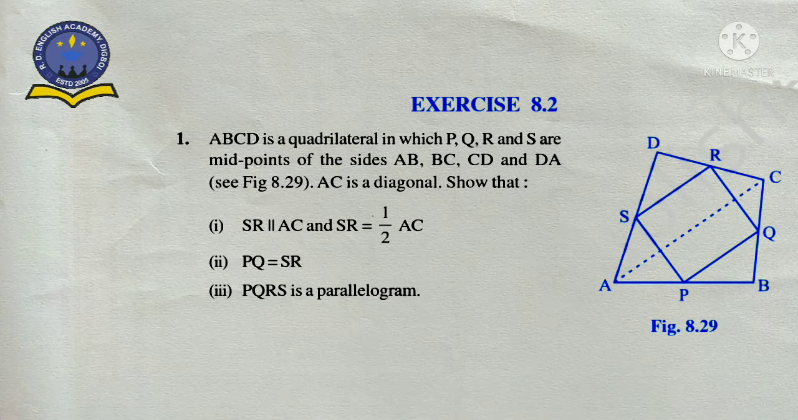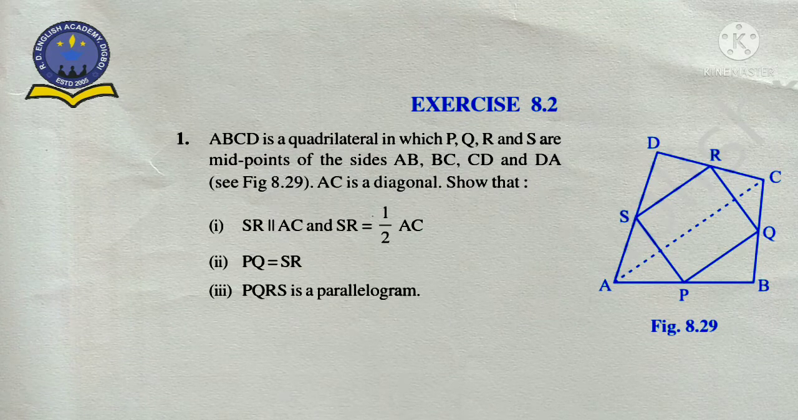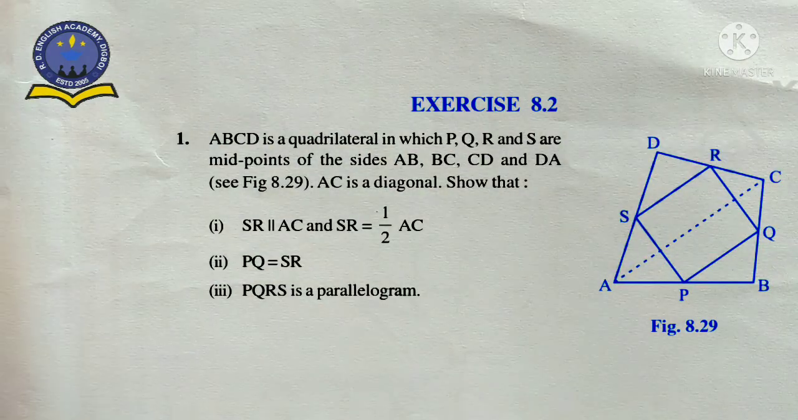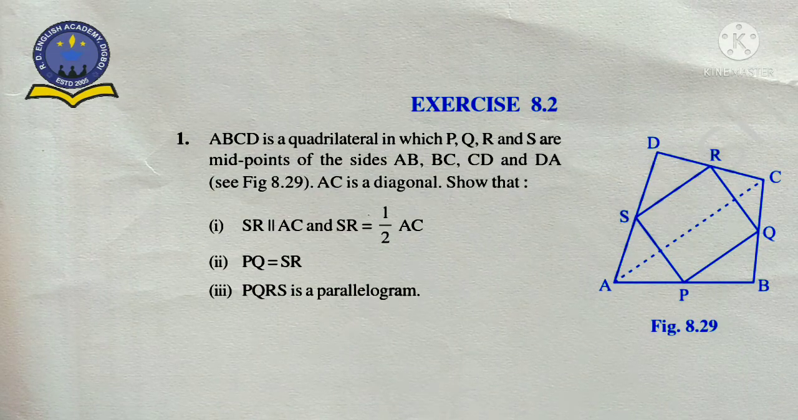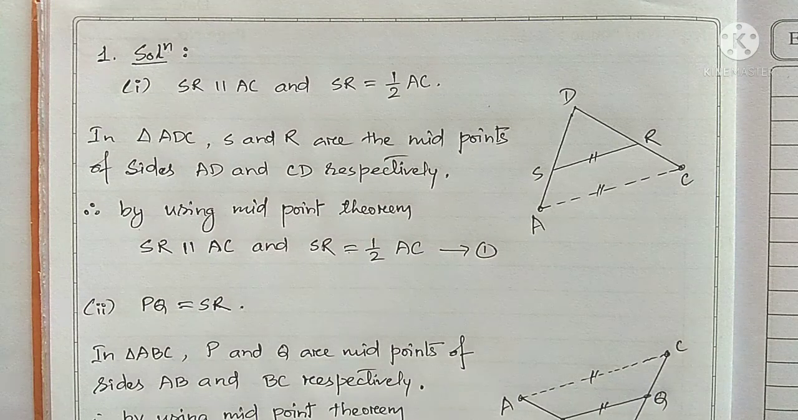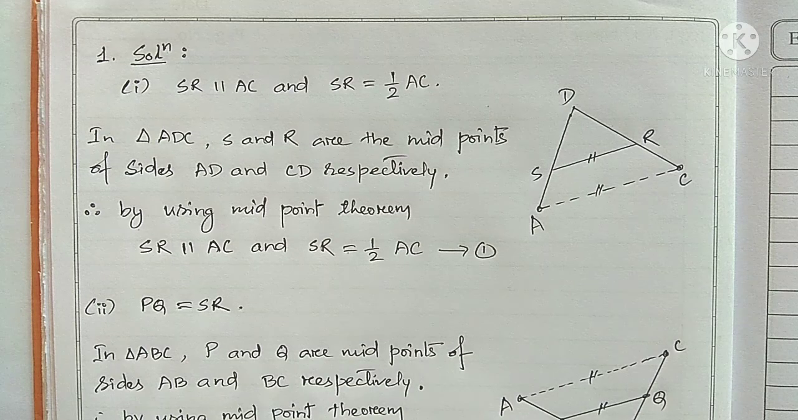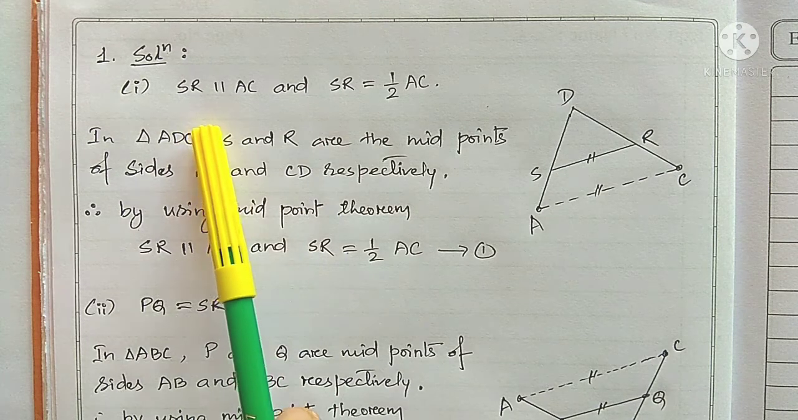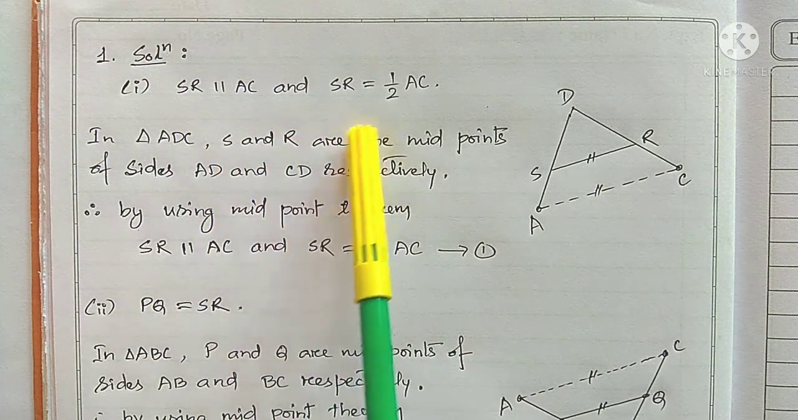AC is a diagonal and we need to prove SR parallel to AC and SR equal to half of AC, PQ equal to SR, and PQRS is a parallelogram. Mainly three questions are given here, and now one by one we need to prove. First of all, ABCD is a quadrilateral, and the first one we need to prove is SR parallel to AC and SR equal to half of AC.